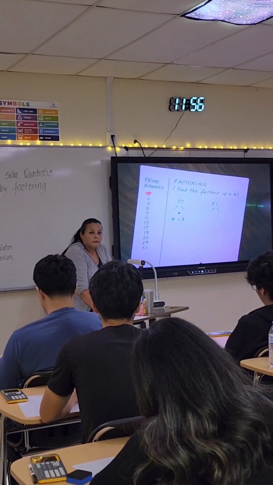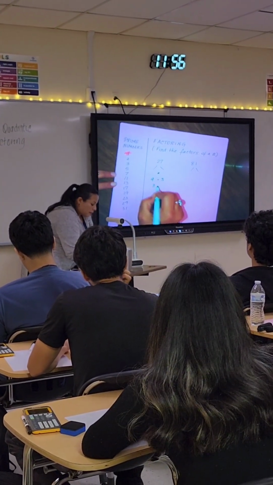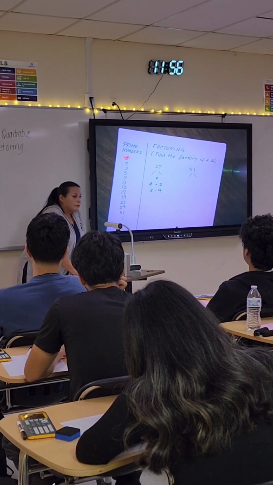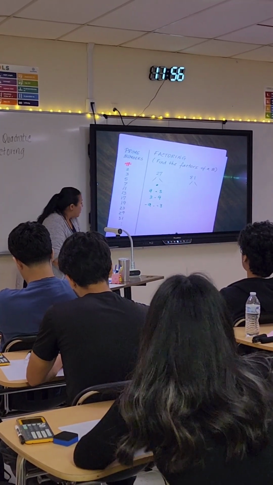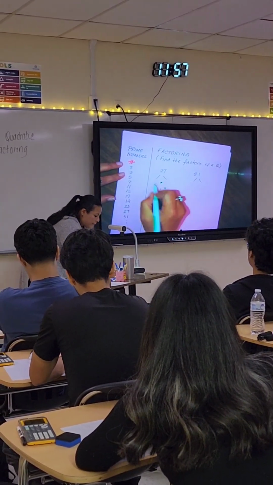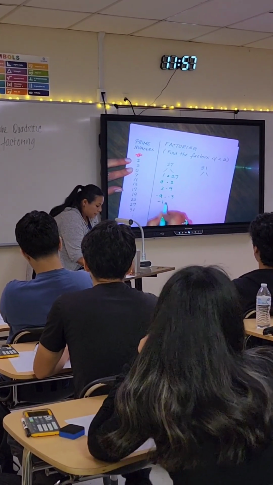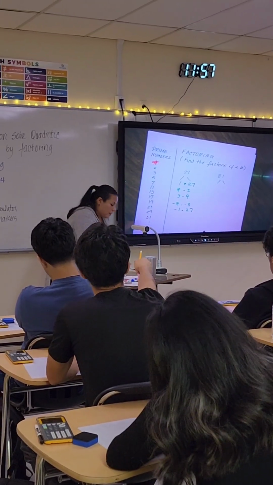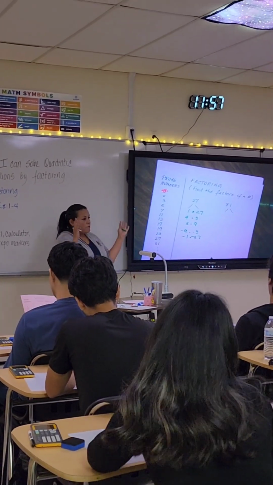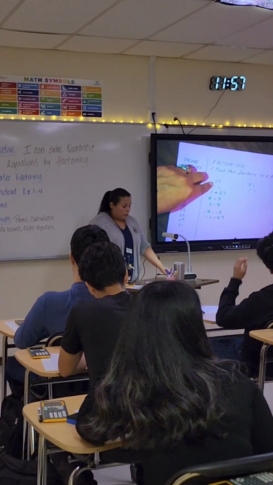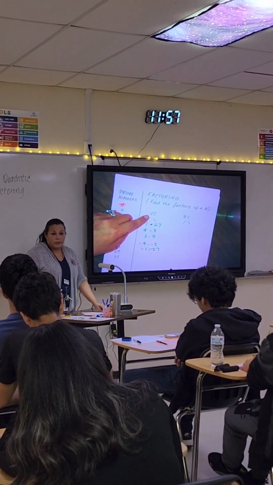What else could I do? 3 times what? 3 times 9. What else could I do? Negative 9 times a negative 3. Very good. What else could I do? 1 times 27. What else could I do? I could do negative 1 times negative 27. Okay, so factoring means we want two things that, when we multiply them, give me that number. When I do 1 times 27, it gives me back my 27. If I do 3 times 9, I'm going to get back my 27.